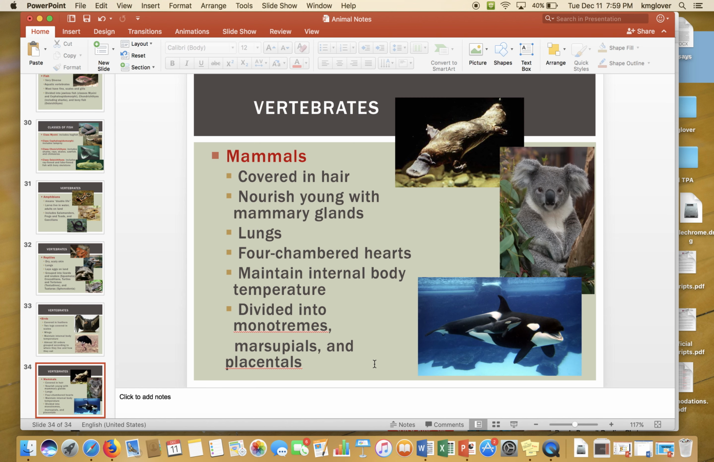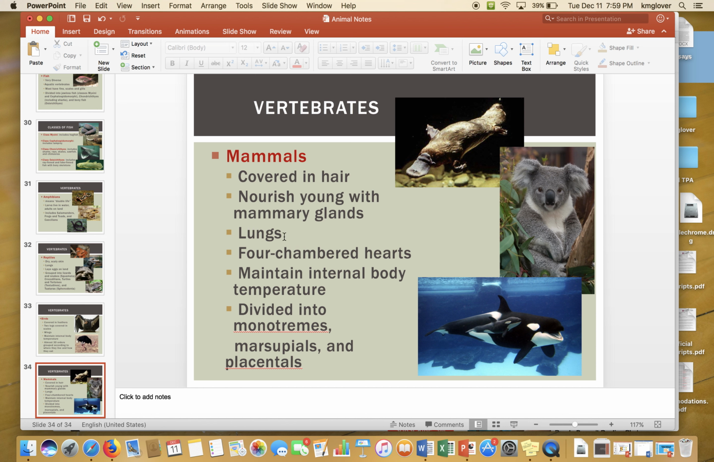Finally, you have your mammals. There's Perry the platypus right there. You have a cute little koala. Dolphins are mammals. So in order to be a mammal, you have to have hair. This koala has hair. The platypus has hair. You nourish your young through mammary glands. You know what a mammogram is when females go get their breast checked. That just means that they use their breast to feed their young. What do they feed them? Milk. So they have to have mammary glands.